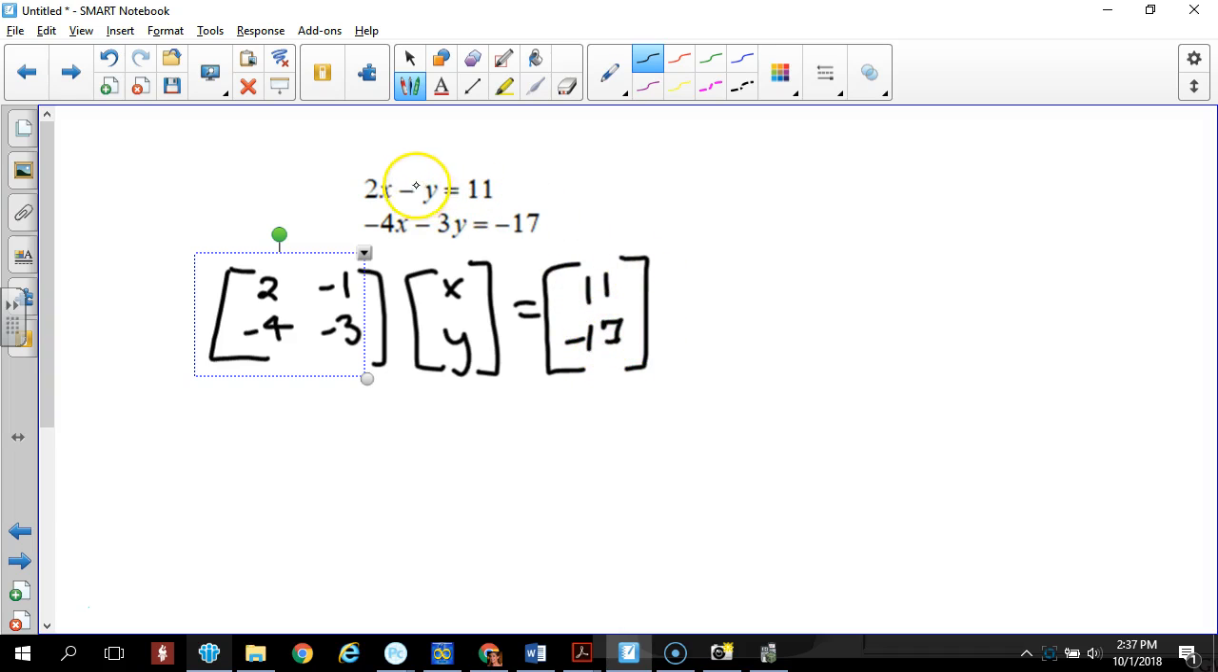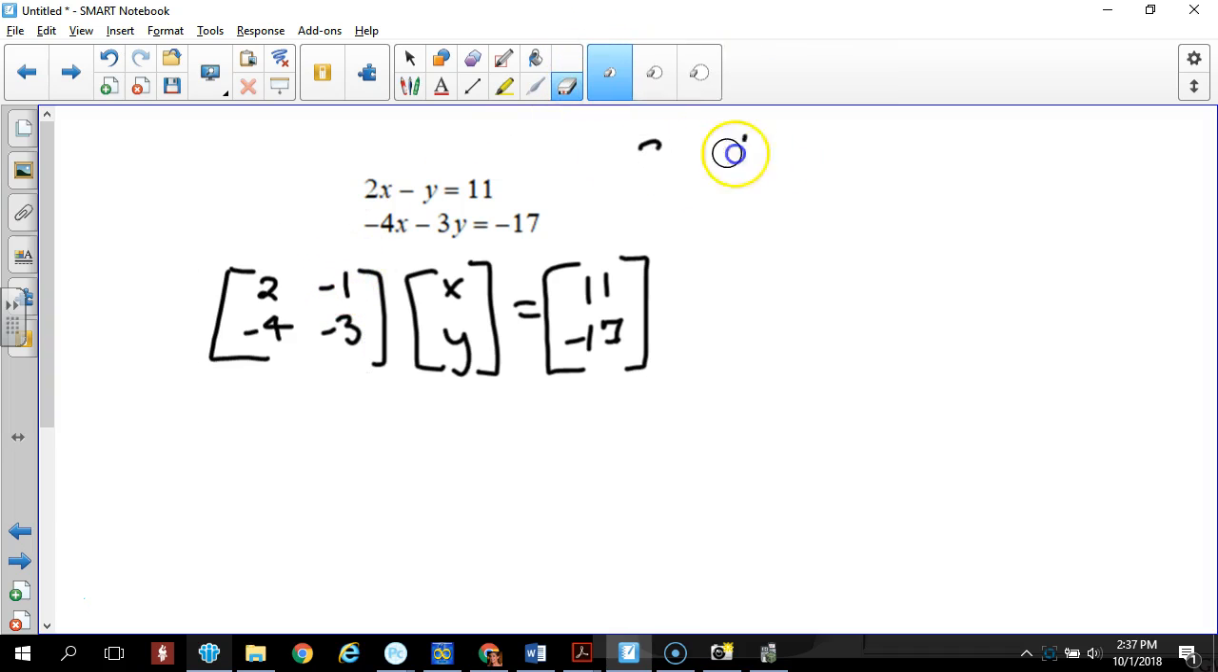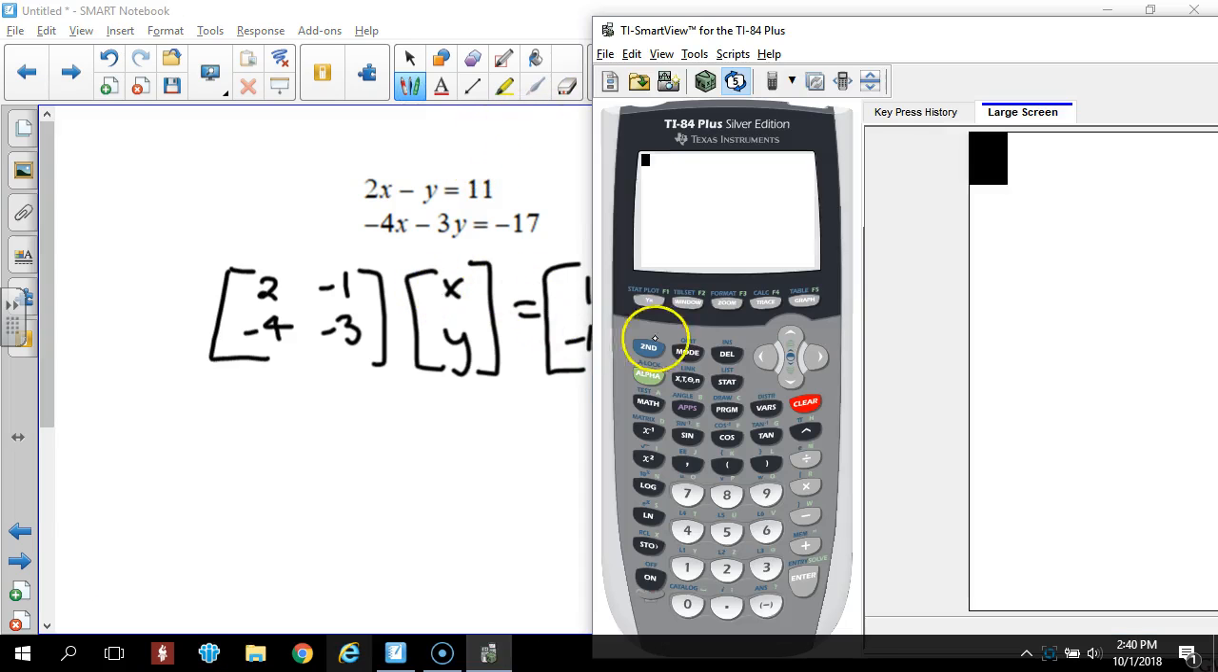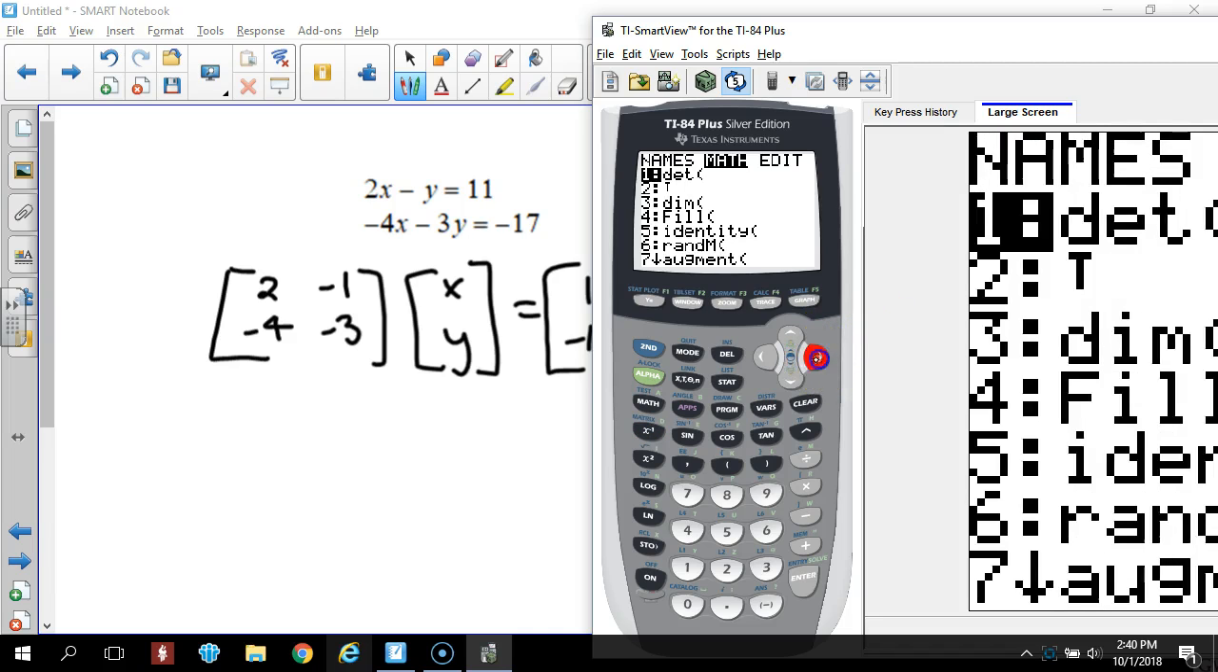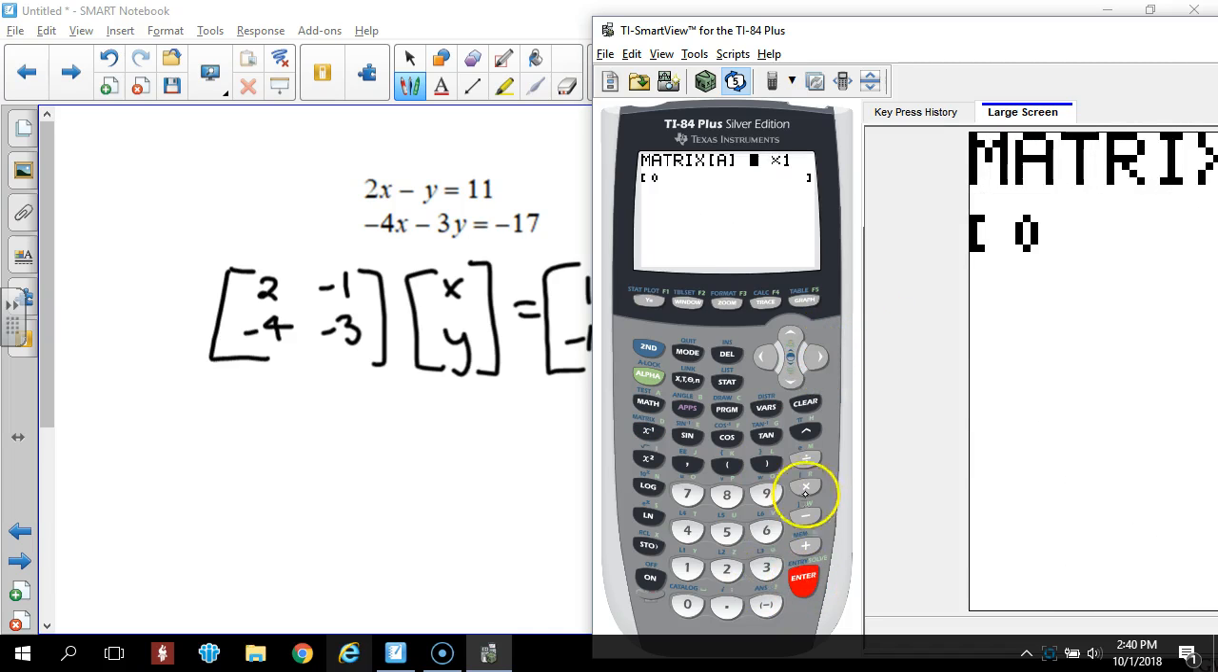Now, just as an FYI, let's pretend if this was 2x equals 11, I would put a 0 in here for the y, just as a heads up. But that's not what I have, so that doesn't matter right now. All right, so now I'm going to put it in the calculator. So I go into the matrix screen. I'm going to go over to Edit, and I'm going to edit matrix A to have this matrix in it.